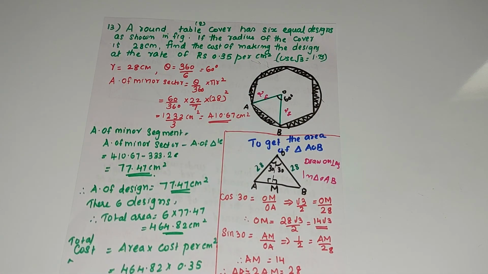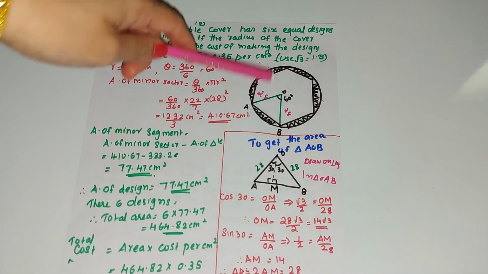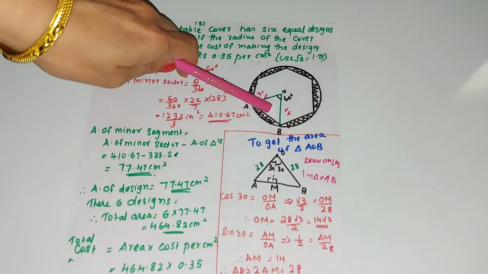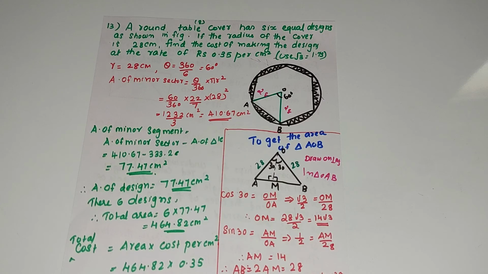Otherwise also we can understand this is equilateral because it is given that it is a regular hexagon, with equal designs. So all angles in this triangle are 60 degree, so it is an equilateral triangle. You can use that method or this method. So here we got AM equal to 14, AB equal to 28, OM equal to 14 root 3.